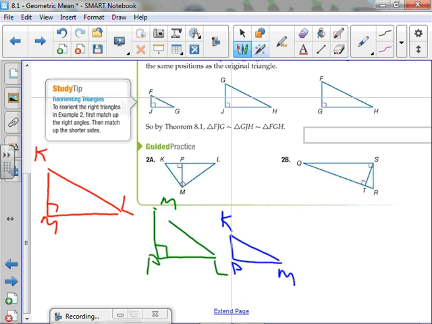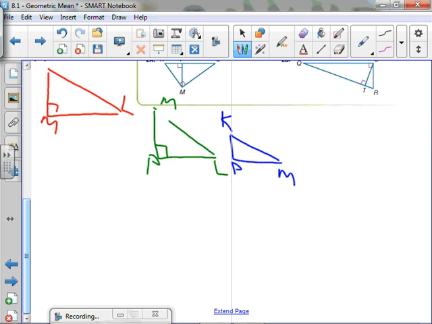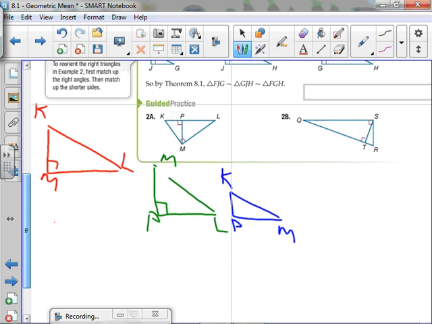Did you get the same similarity statement? Because here's what we're going to get for a similarity statement. I got this, because this is our whole point. We want to say that triangle MKL is similar to triangle PML.